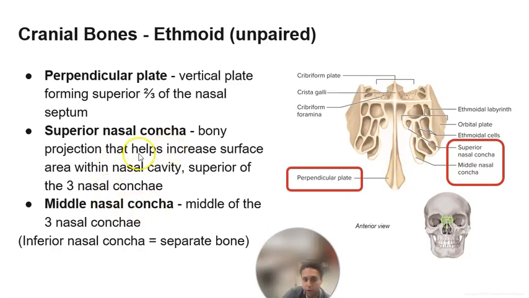So the superior bony projection that helps increase the surface area within the nasal cavity is the most superior, and then we have the middle. The inferior nasal concha is going to be on a different bone. So again, what are those? Those are projections, and those are cells. And the way it's wide is to increase the surface area so we can smell better and have a good wide range of smells that we can smell.